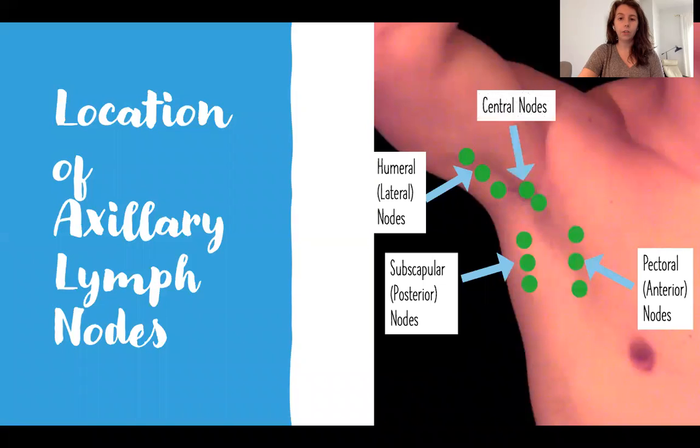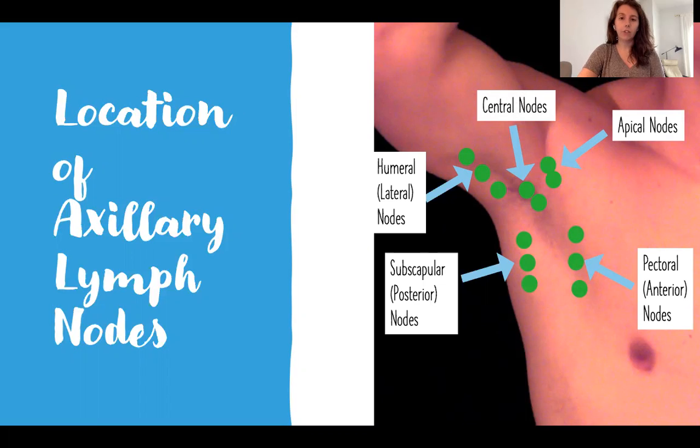Next are the central nodes. These are located deep to the pectoralis minor muscle, and they receive drainage from the humeral, subscapular, and pectoral nodes. Lastly, we have the apical nodes. These are located in the apex of the axilla, and they receive drainage from the other groups of axillary lymph nodes that we just discussed.